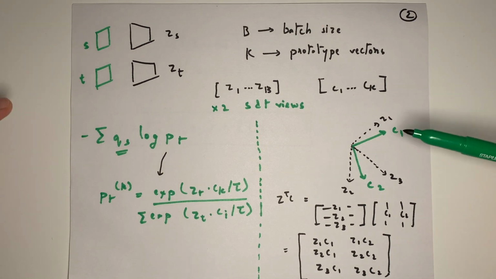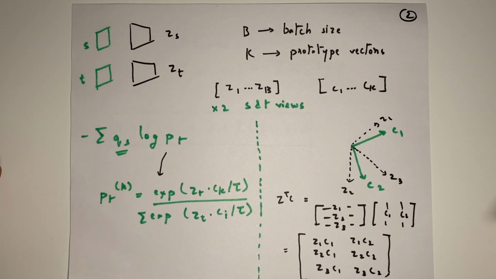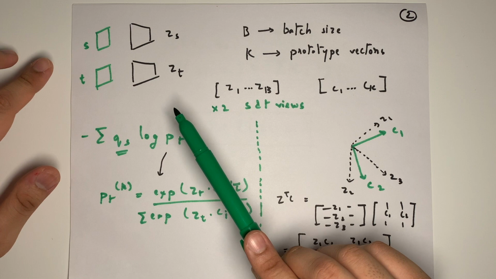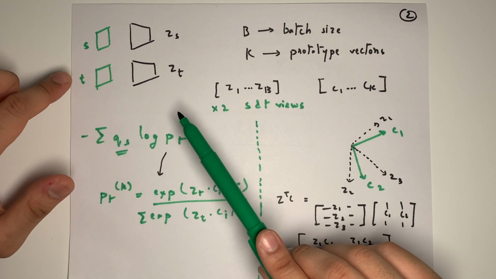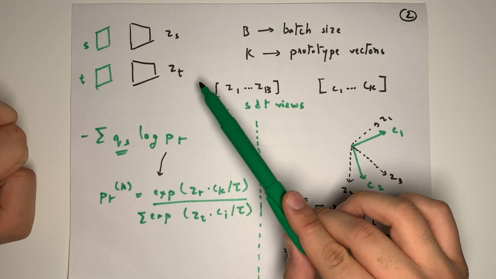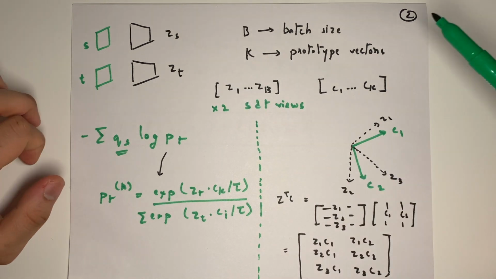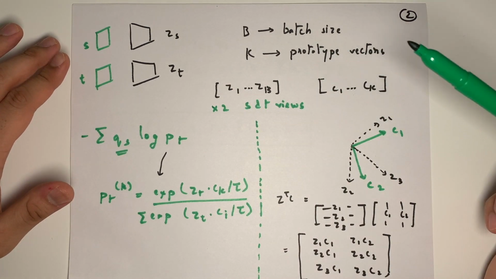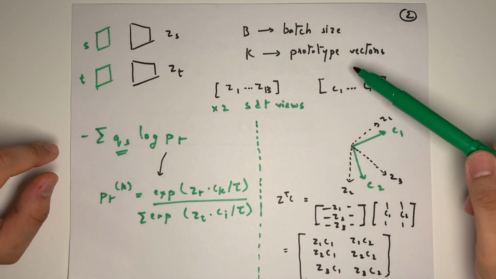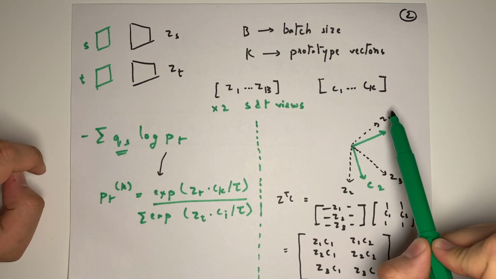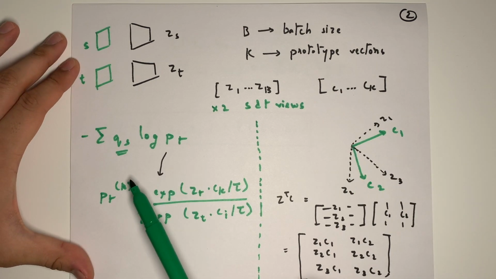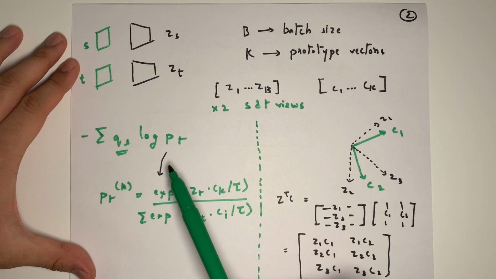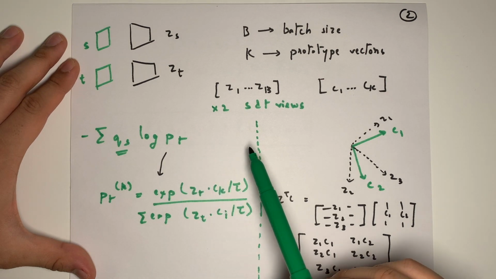Now this is what you have in SwAV. Let's call the views of a single image S and T, and Zs and Zt are the output of a network. You have a batch size of B, and now you have K prototype vectors, C1 to Ck. We use a similar cross-entropy loss function in SwAV, but the formulation is quite different from SimCLR.